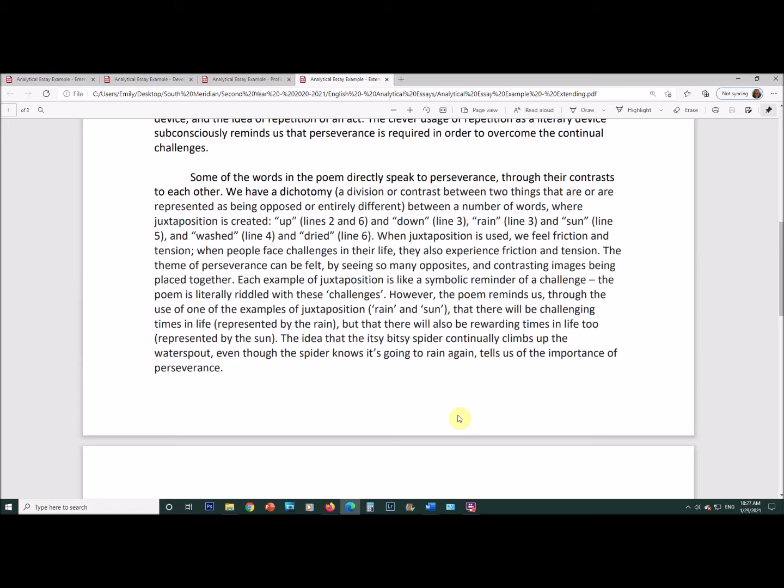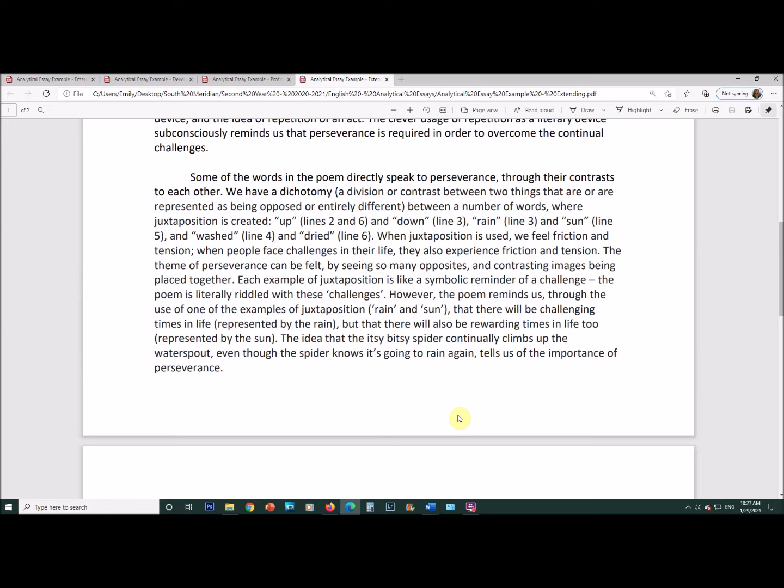When juxtaposition is used, we feel friction and tension. When people face challenges in their life, they also experience friction and tension. The theme of perseverance can be felt by seeing so many opposites and contrasting images being placed together. Each example of juxtaposition is like a symbolic reminder of a challenge. The poem is literally riddled with these challenges.